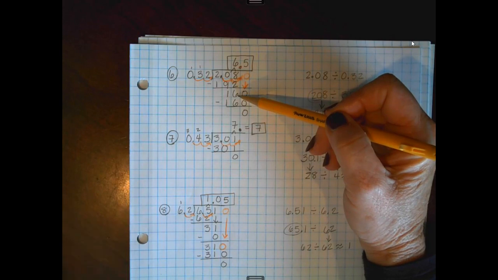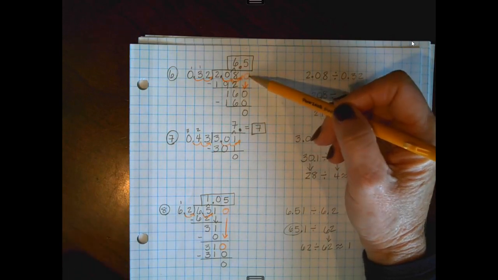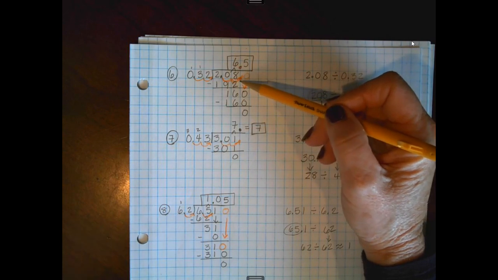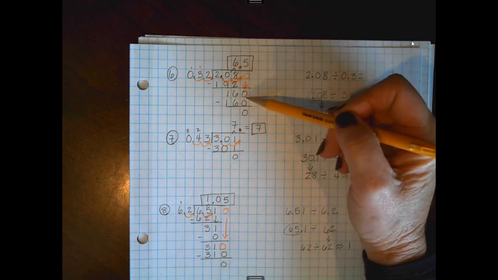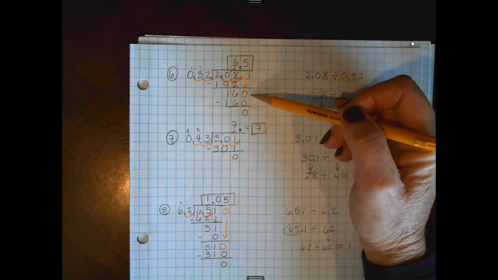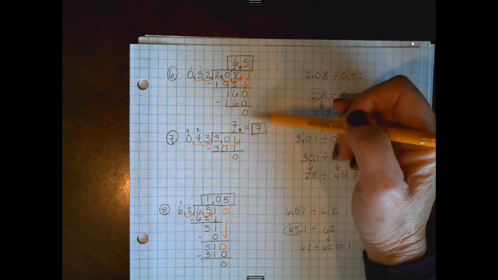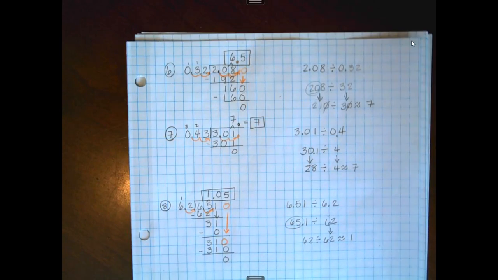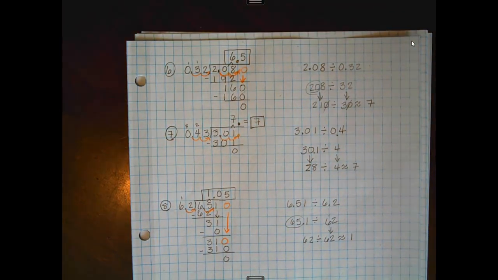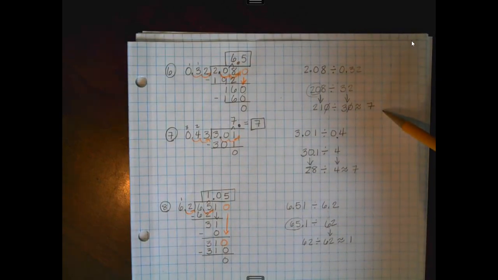I need to keep dividing till my problem ends. So I'm able to annex the 0 behind where I moved the decimal point, not changing the value. So when I divided 32 into 160, it went 5 times even. When I subtract, I get a 0. I'm done. If I would not have had a 0, I would have had to annex another 0 in the dividend, brought it down, and kept that division going. All right, 6 5/10 is relatively close to my estimate of 7, so I feel good about that.